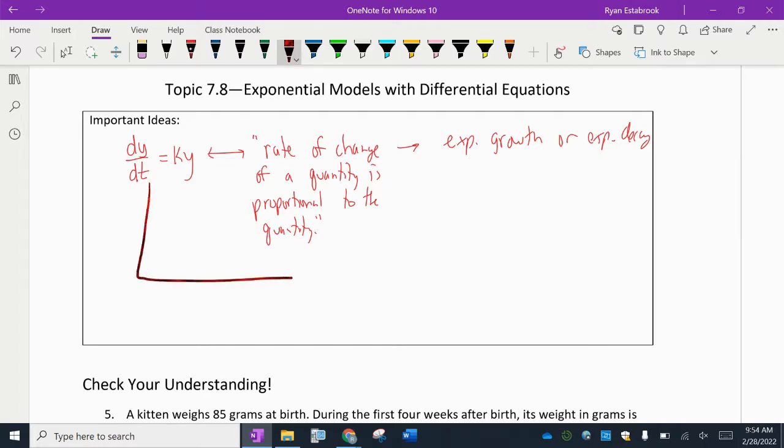And as mentioned from the previous page, when you get an equation like this, which is what the phrasing is telling us, if we were to actually solve for y, because a lot of times we're supposed to get the y value by itself, we would get y equals Ce^(kt), where C is an initial value. If t equals 0, capital C would be how much you have at the beginning, kind of like a y-intercept.